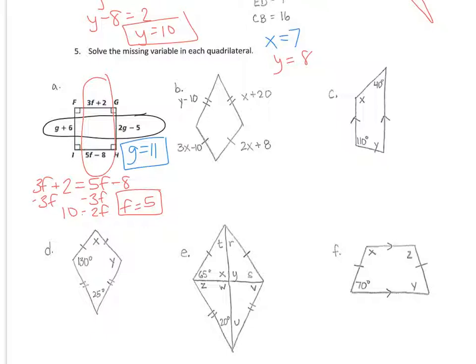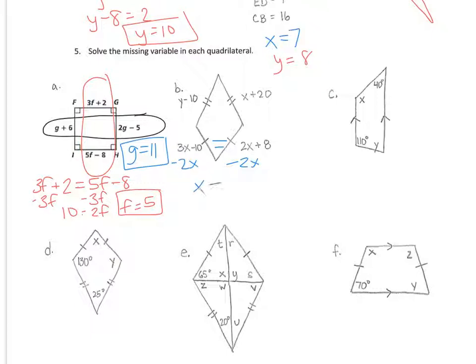So with a kite, same consecutive sides are congruent. So when I'm looking at this, initially I want to set these two equal, but that's not going to get me anywhere because I'll have y equals something and y equals something with x. So I want to get it in one variable. So I'm going to do these two first. So I'm going to set 3x equal to 2x plus 8.